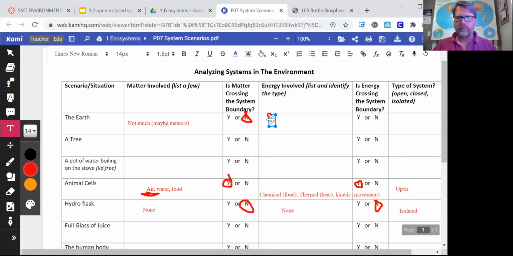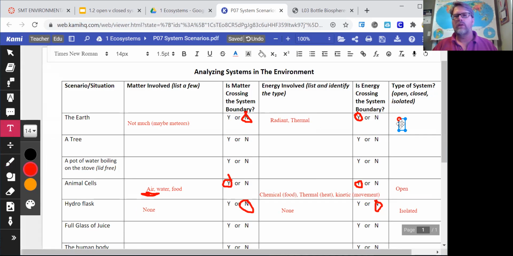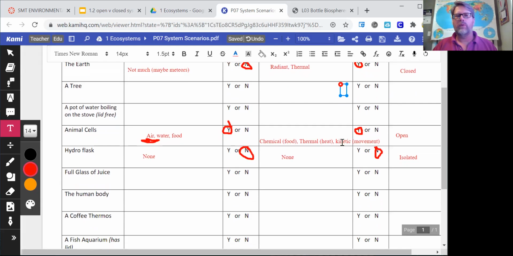So energy, well, at any given moment, half of the Earth is facing the sun. So we have radiant energy hitting this. And then there might be some thermal energy of things heating up and cooling down as well. So that means that yes, we have energy crossing the system, and we have one yes and one no. That is a closed system. So that is the process you're going to have to go through to answer this.